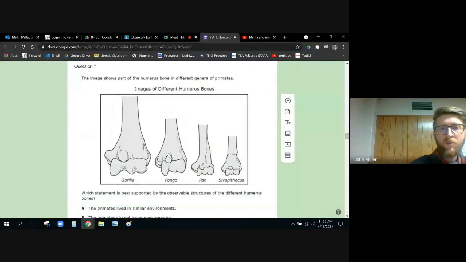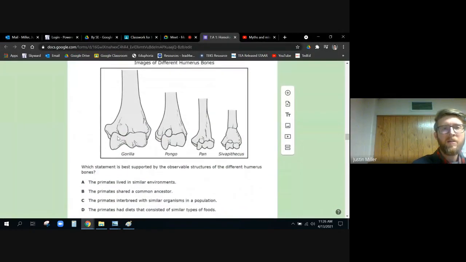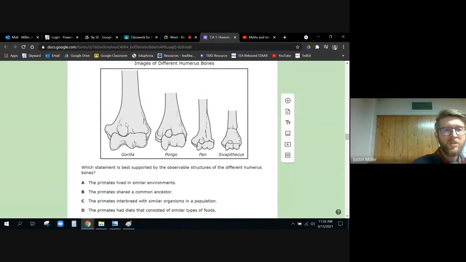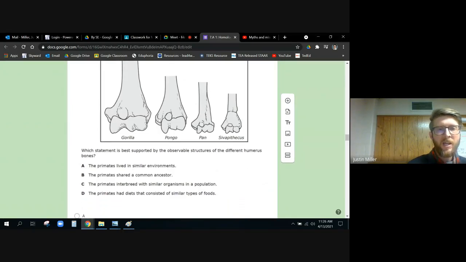So if we look at these arm bones, this is called the humerus. The humerus is the arm bone between the shoulder and the elbow. These are humeruses from gorillas, chimpanzees, and other types of apes. It says, which statement is best supported by the observable structures? You can see how they're very similar to each other, right? Not exactly the same, but super similar. The same parts in the same places, just slightly different shapes. So what does that tell you?